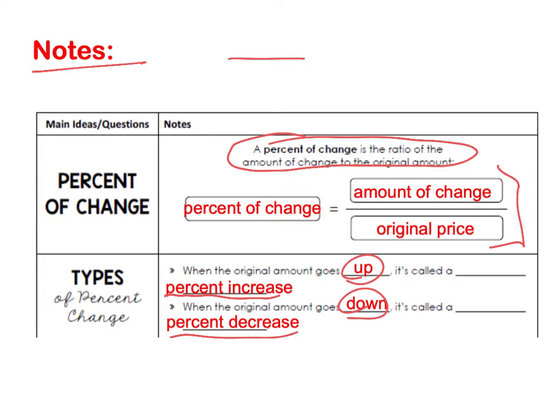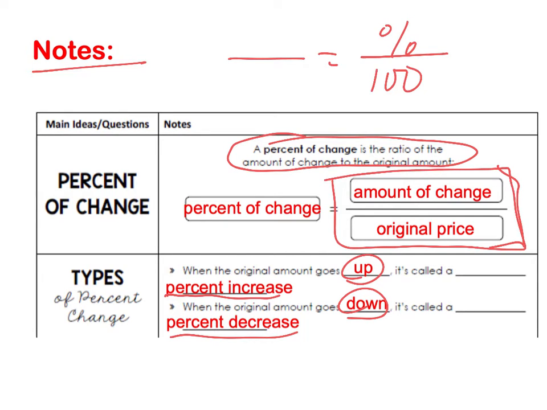So what your proportion is going to look like is, again, you're going to have your percent over 100, but then we're going to have this on the other side. The amount of change goes on the top. The original goes on the bottom. So it doesn't look too different, but be careful. Some of these are going to be harder. Some of them are just tricky. So pause the video if you need to finish up with the notes, and then start it back up when you're ready.